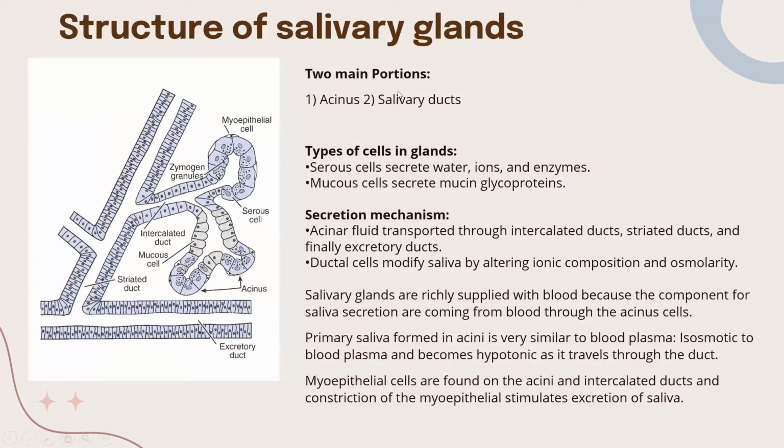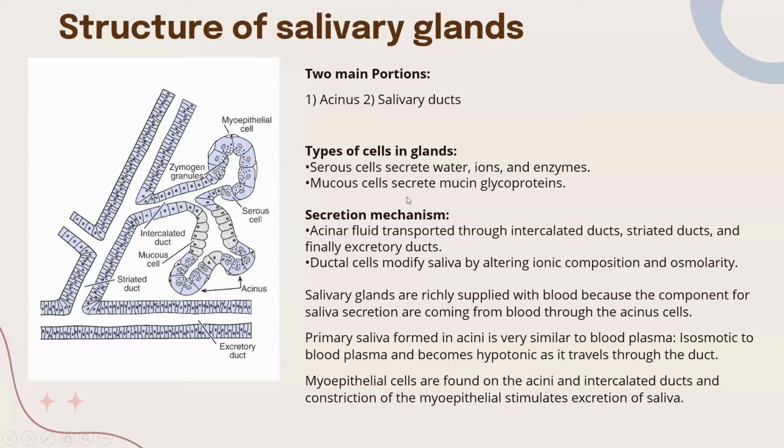So the structure of the salivary glands, there are two main portions, the acinus and the salivary ducts. As you can see, these circular structures are the acinus, and these are the ducts. The acinus opens into the intercalated duct, then the intercalated duct opens into the striated duct, and then the striated duct opens into the excretory duct.